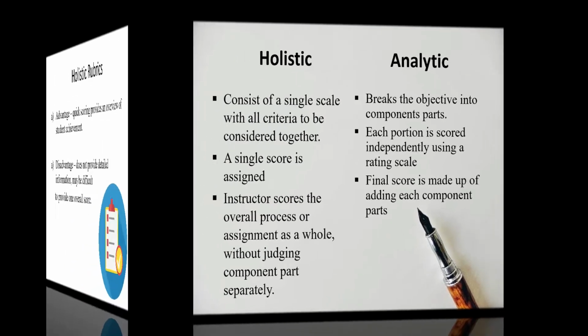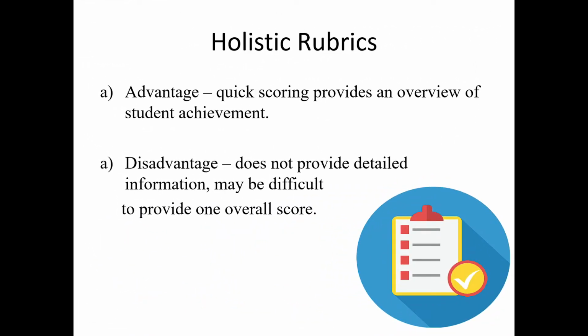Okay, so now let's have here the advantages and disadvantages of holistic rubrics. For the advantage, quick scoring provides an overview of student achievement, and for its disadvantage, it does not provide detailed information. It may be difficult to provide one overall score.